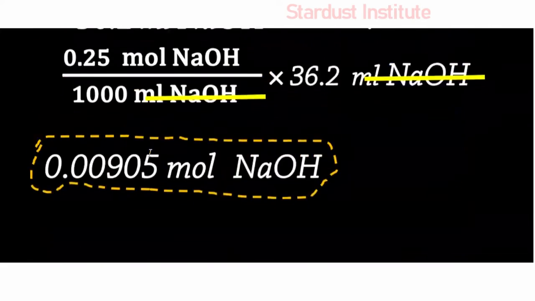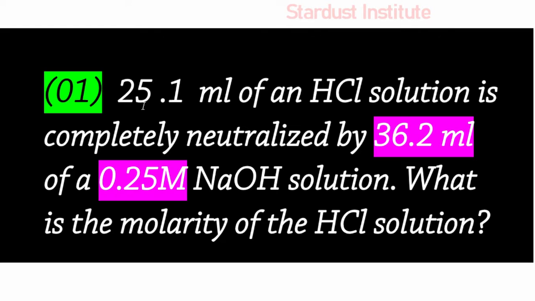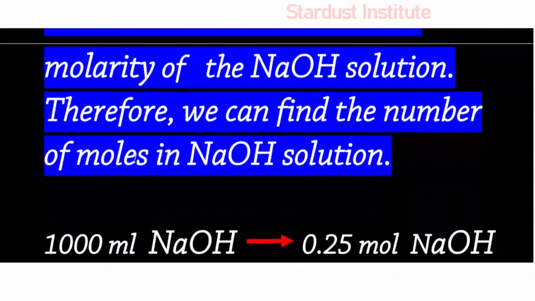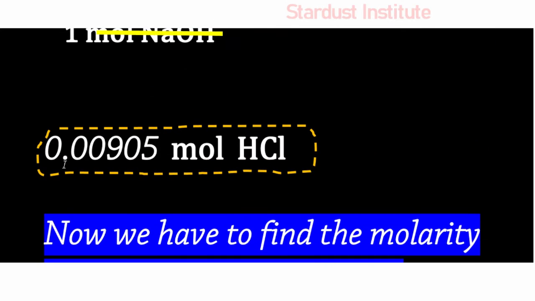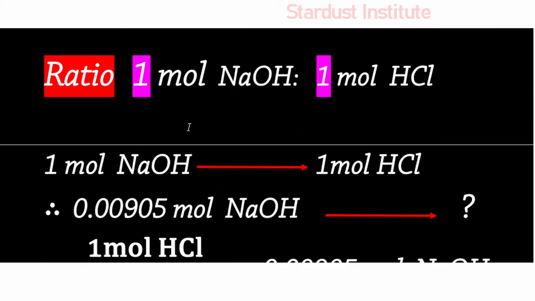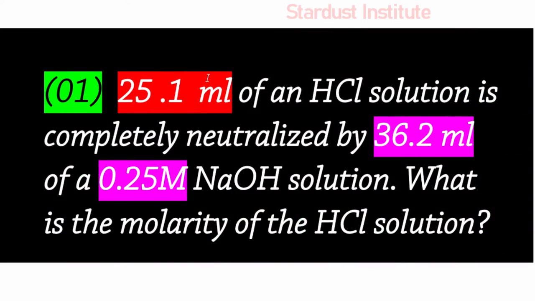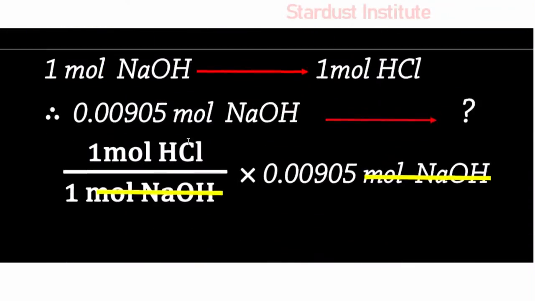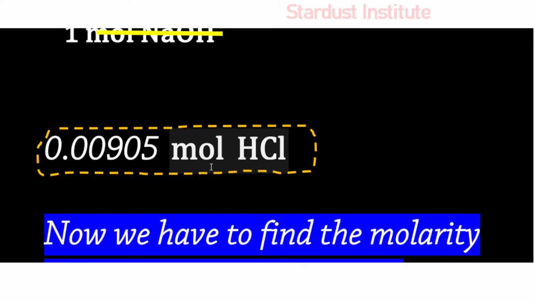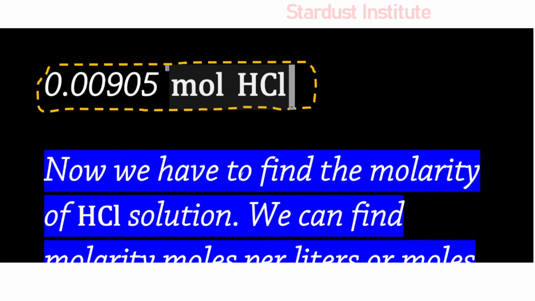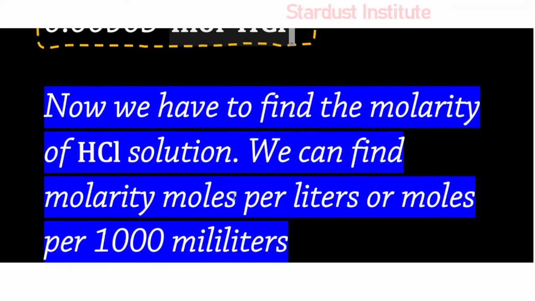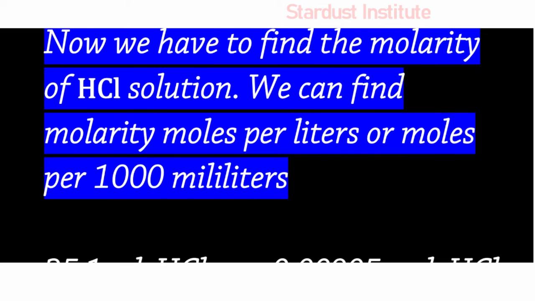That means in 25.1 milliliters of this HCl solution, there are 0.00905 moles of HCl. Now we have to find the molarity of the HCl solution. We can find the molarity as moles per liter, or moles per 1000 milliliters.